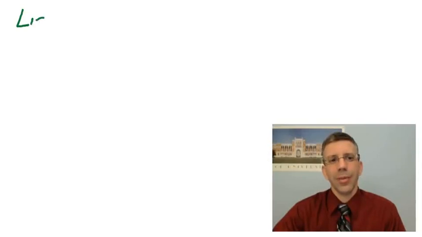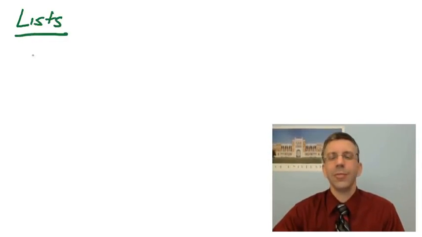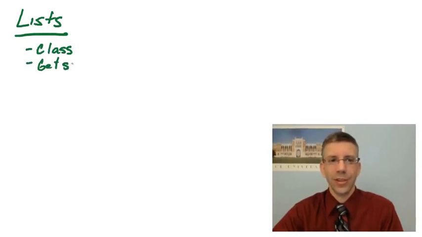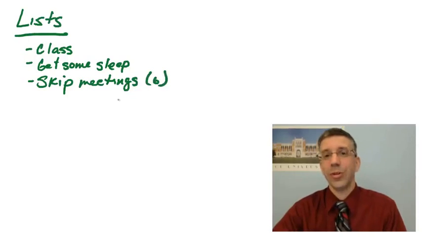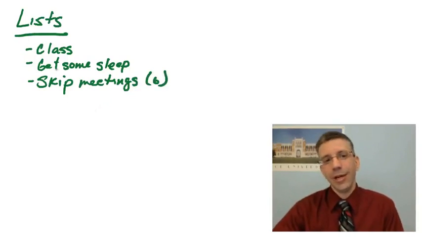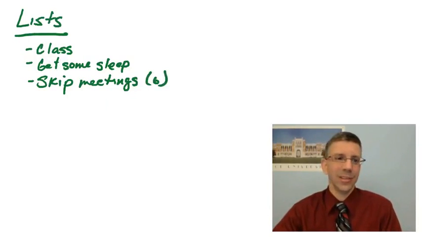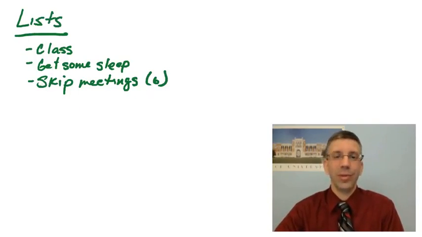So I want to talk about lists. Okay, what is a list? Well, let's make a list. I've got a list of things that I need to do. I need to teach class. I need to get some sleep. Yeah, like that's going to actually happen. I need to skip my meetings, all 6 of them. Don't want to go. All right, so I have a list here, and I think you'll agree this is a list. This is my to-do list, perhaps, for today, of things that I would like to get done and probably won't.